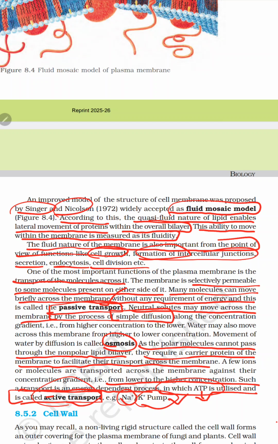So this is all about the cell membrane and the plasma membrane model of Nicolson and Singer. It is very important for the exam and also for questions.